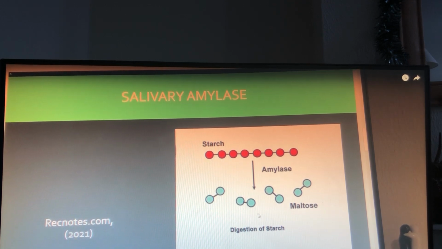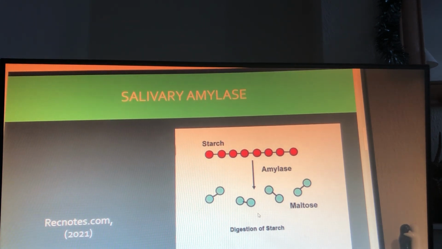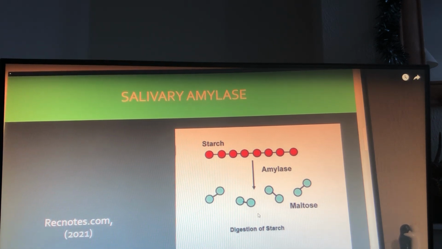Salivary amylase works best in acidic conditions, so it works well in the hydrochloric acid of the stomach, but in the small intestine it is much more alkaline, so it will be denatured and lose its active shape and function.